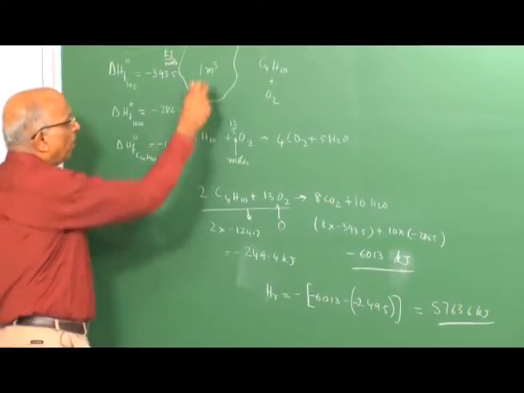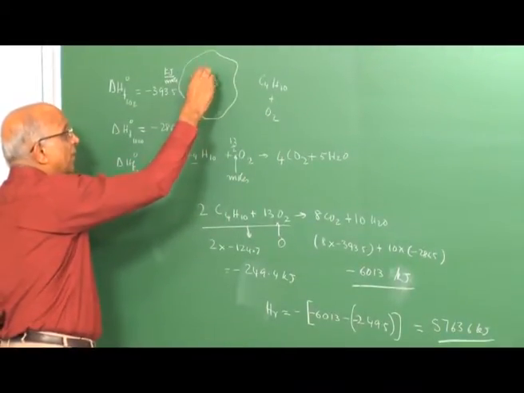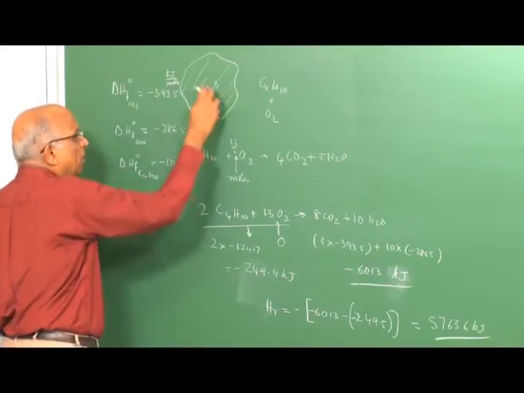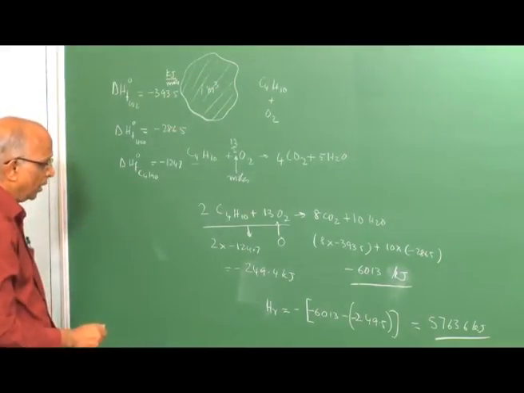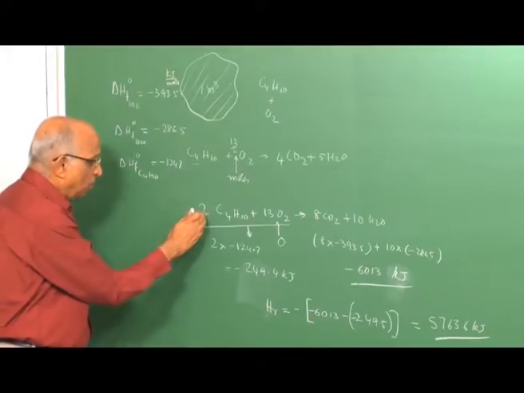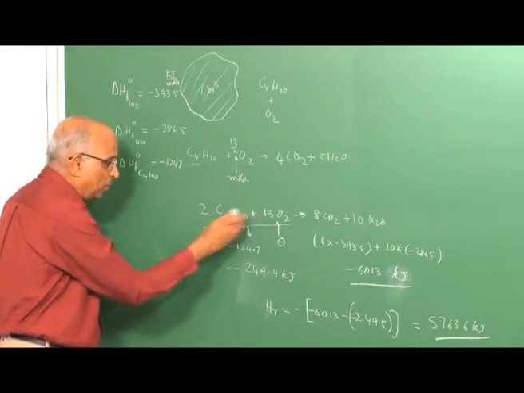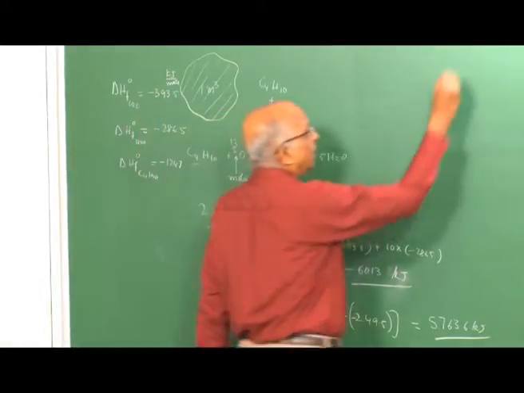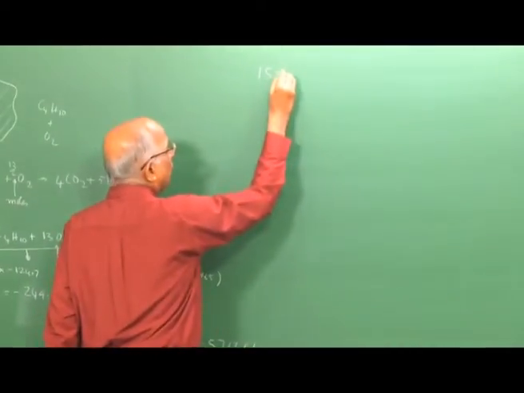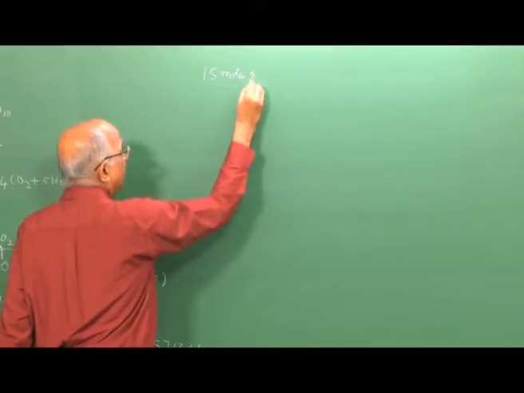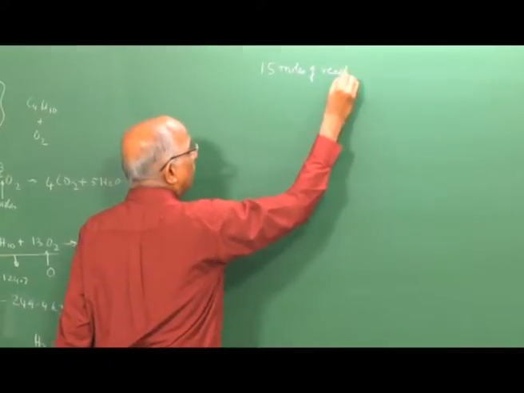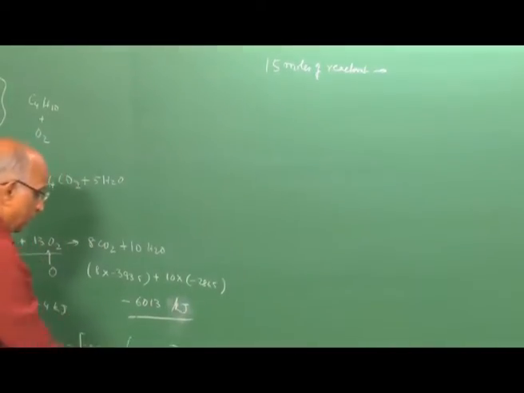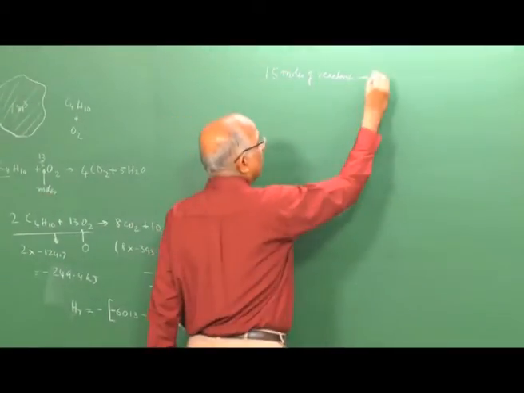But how do I determine what is the heat released from 1 meter cubed? I have to determine how many moles are there in 1 meter cube. I know that I have 2 moles of butane plus 13 moles of oxygen. That means, for 15 moles of reactant, the energy which is got from this reaction is 5763.